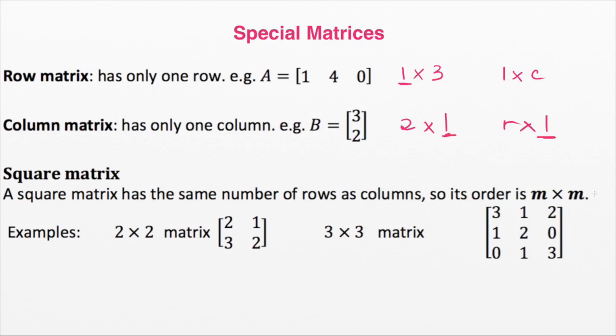A square matrix has the same number of rows as columns, so its order is m times m, so as in the number's always going to be the same. A square matrix can be anything from a 2x2, 3x3, a billion by a billion. It doesn't matter as long as the numbers are exactly the same.